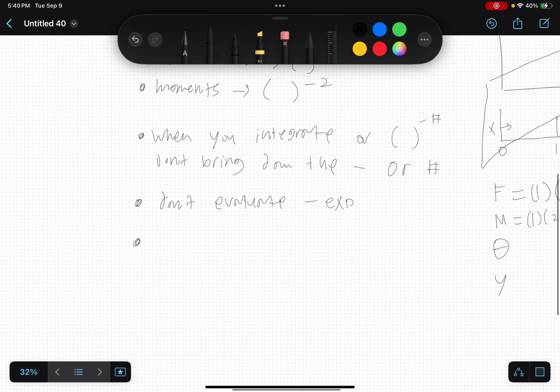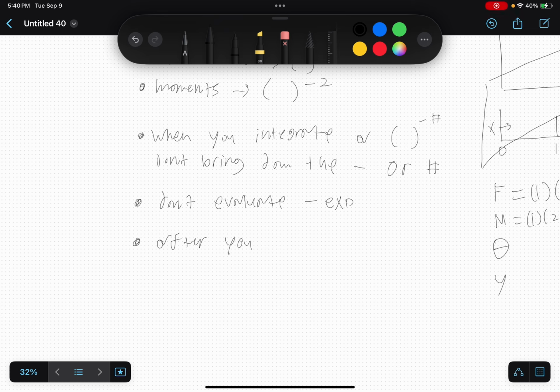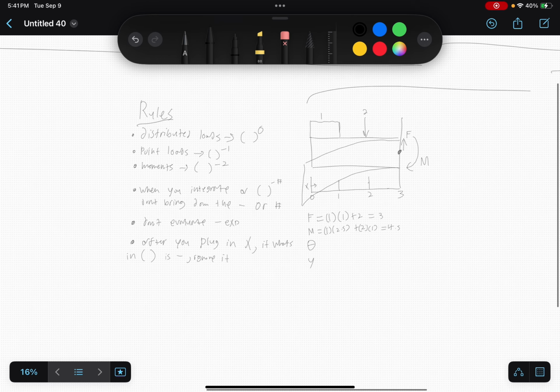Another rule. After you plug in x, if what's in the parentheses is negative, ignore it. These are very weird rules. They're calculus based, but they're just weird rules.